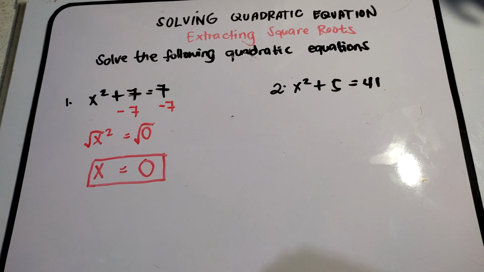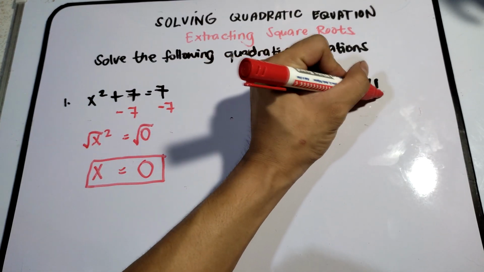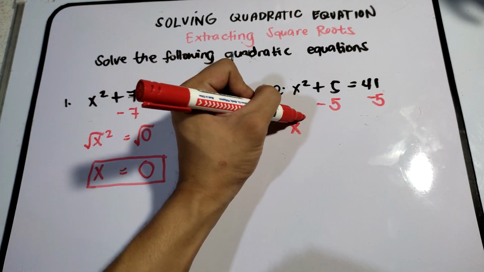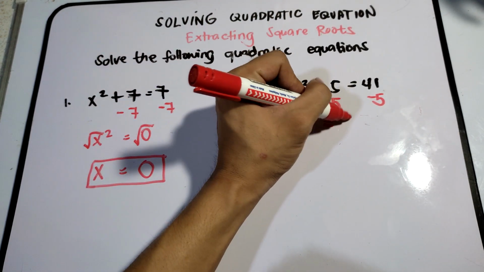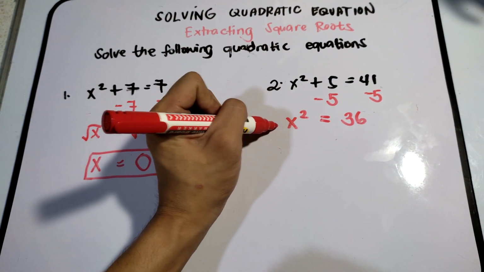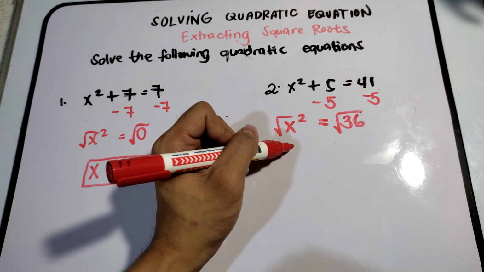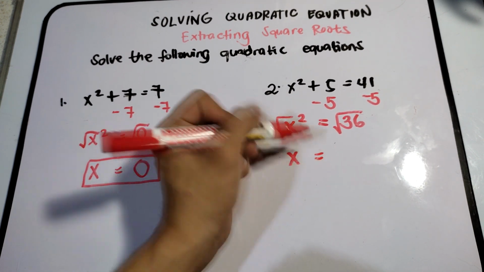On number 2, x squared plus 5 is equal to 41. On the left side, number with variable, and on the right side, the coefficient. So we need to isolate x squared from 5. So we will put negative 5 on both sides. So x squared is equal to 36. And we will extract the square roots. So square root of x squared and square root of 36. And we will have x is equal to 6.